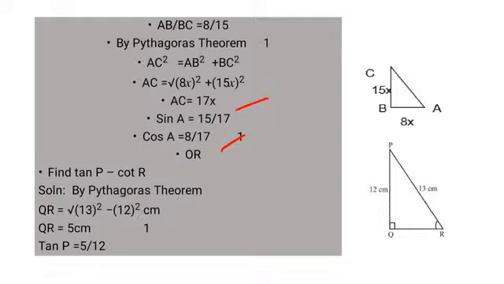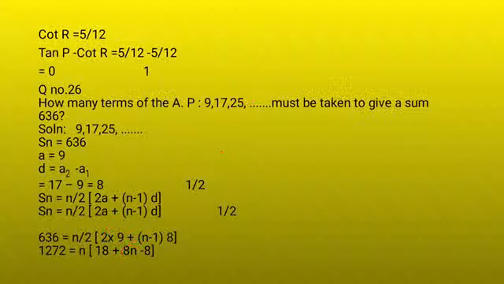This has option question. Find tan P minus cot R. Here see both have different base angles, that is P and R. So be careful. By Pythagoras theorem, we get QR is equal to root of 13 square minus 12 square, that is QR is equal to 5 centimeter. Tan P is equal to 5 upon 12. Cot R is equal to 5 upon 12, and final result is 0.